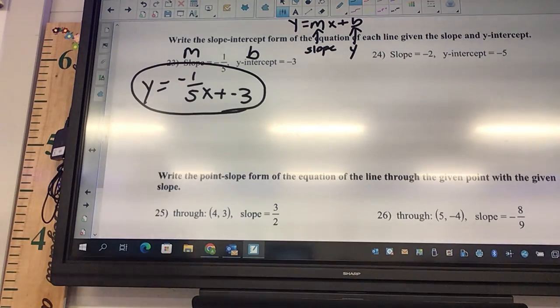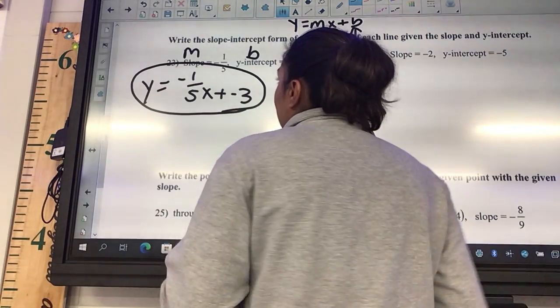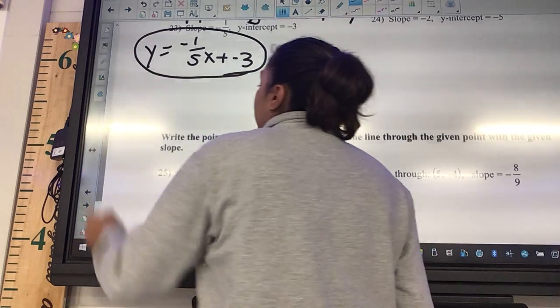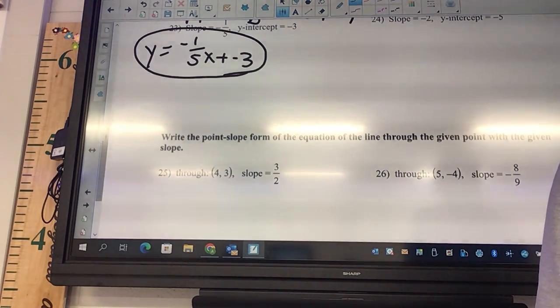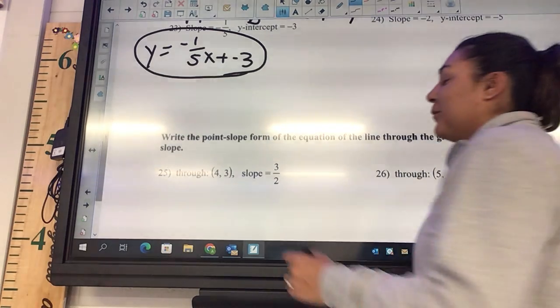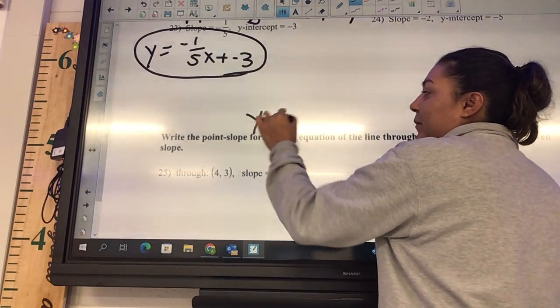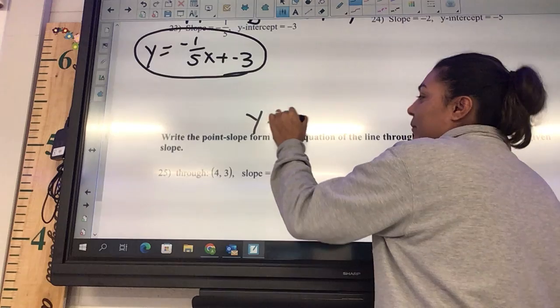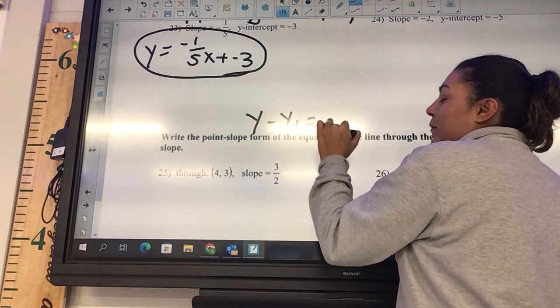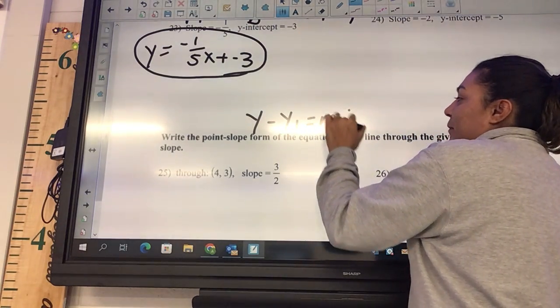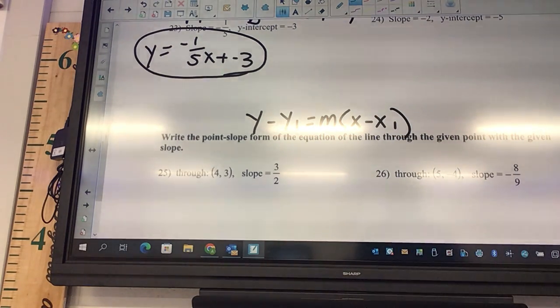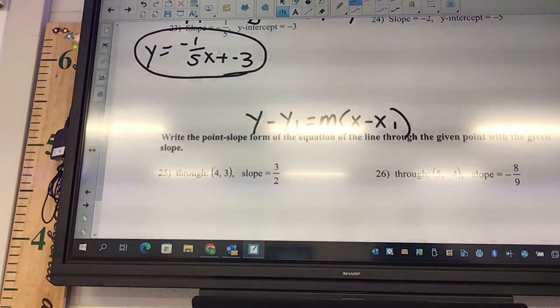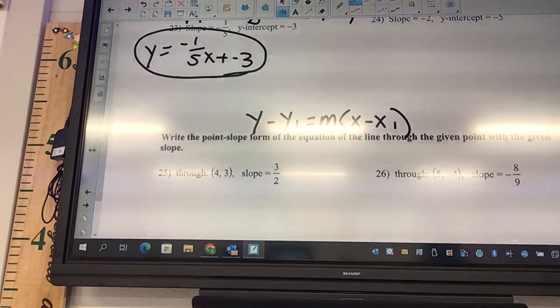Write the point-slope form. Does anybody remember the point-slope formula? y minus y1 equals m times x minus x1. That's the point-slope formula. Make sure you have it on your paper, because obviously you don't know it. I'm not hating, but at least have it.